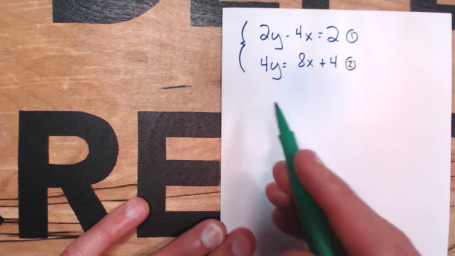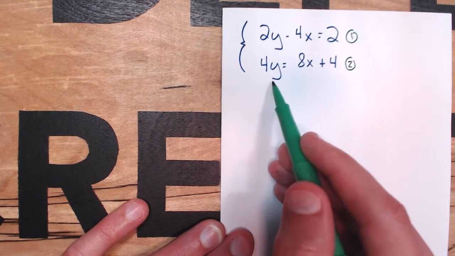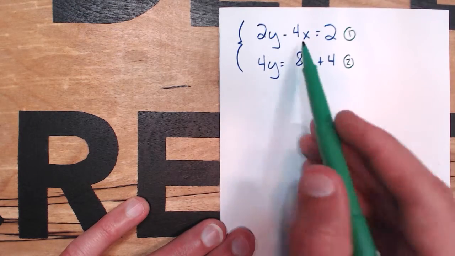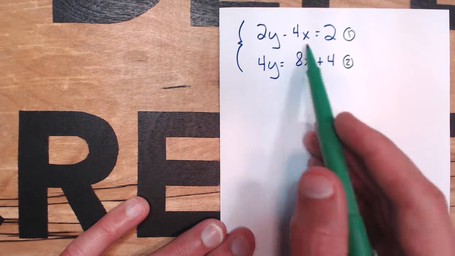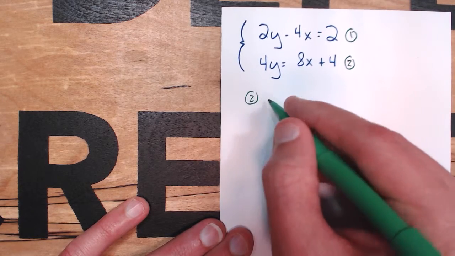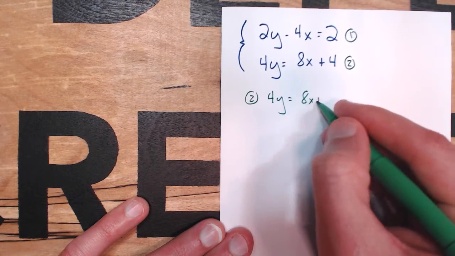And it looks like number 2 to me, it looks like it's going to be easier to get y by itself as opposed to this guy. And the way I kind of know that is there's two variables on one side here. This is going to be easier. So let me show you what I mean. So I'm going to rewrite equation 2 right here. 4y is equal to 8x plus 4.